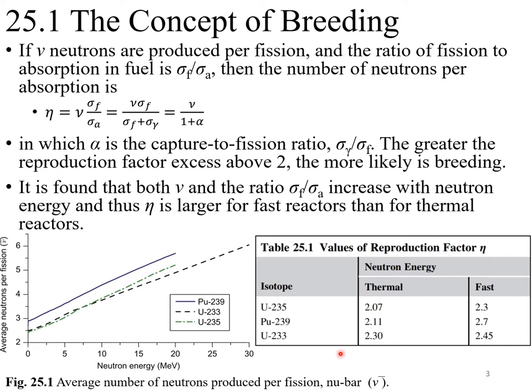This table compares values of eta for the main fissile isotopes in the two widely differing neutron energy ranges, designated as thermal and fast. Inspection of the table reveals that it is more difficult to achieve breeding with uranium-235 and plutonium-239 in a thermal reactor, because 0.07 and 0.11 neutrons are very likely to be lost by absorption in structural materials, moderator, and fission product poisons. From this table, we can conclude that the fast neutron can produce more neutrons per fission. Therefore, it is preferred to use a fast reactor to achieve breeding.